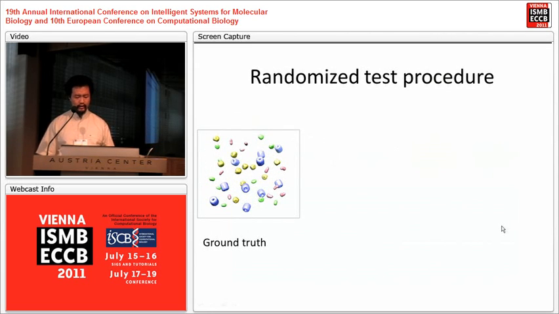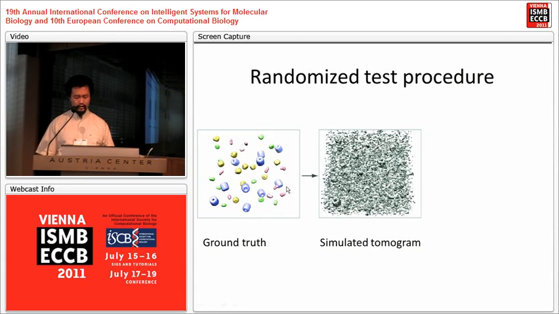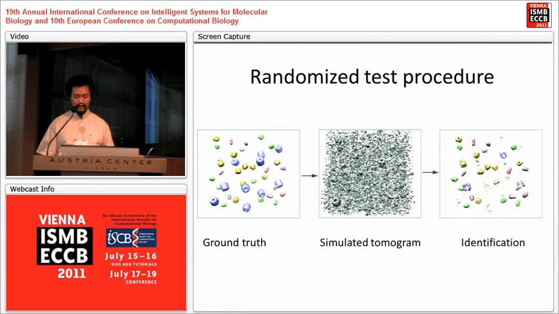So here is our randomized testing procedure. We first randomly put a number of different types of macromolecules into a density map, and use this as ground truth data. And then we perform a simulation to construct a simulated tomogram, and apply our identification method to such a distorted simulated tomogram and compare the identification result against the ground truth.